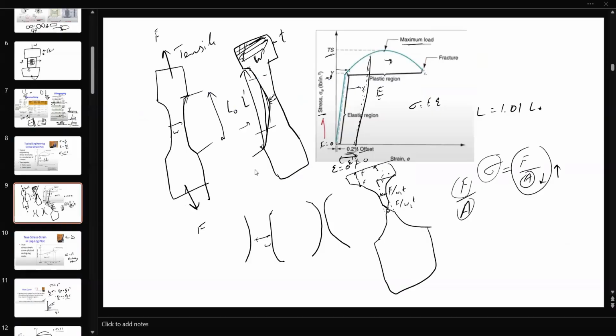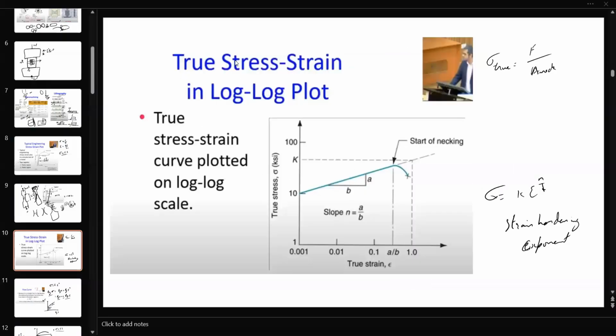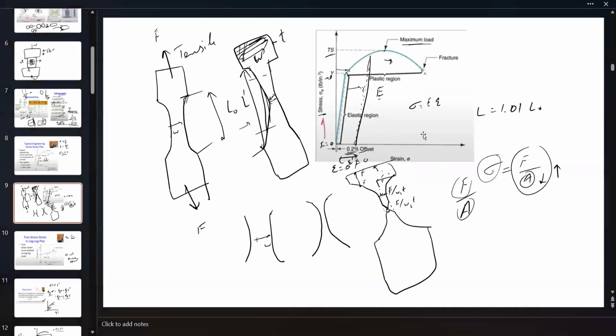So now if you plot the true stress strain plot, how do you calculate the stress? This is the total force divided by the area where you're clamping the sample. Okay, this is not the area at the thinnest point of the sample, not the area of the neck.